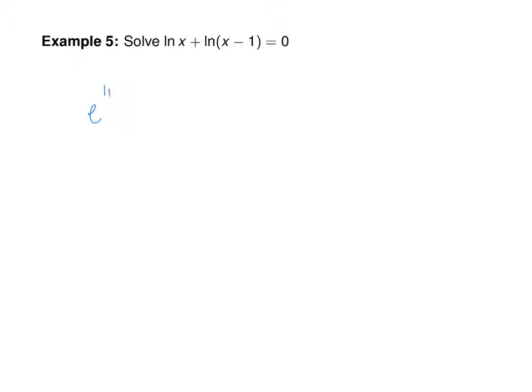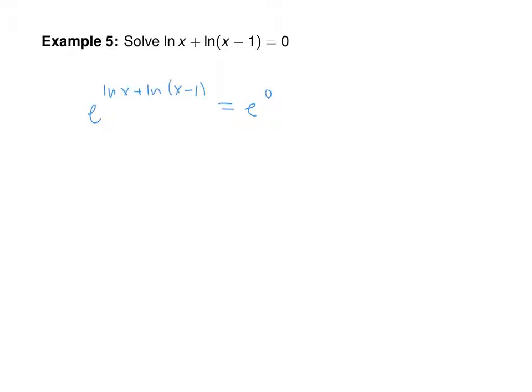E to the power of ln x plus ln x minus 1 equals e to the power of 0. But the whole side has to go into the exponent. Okay? How would that help at home? That's a good question, and it'll help. I promise it'll help, okay?